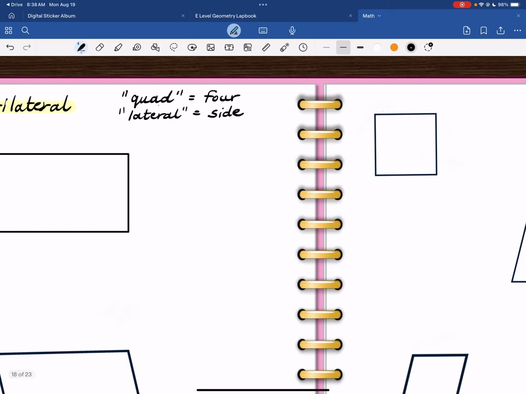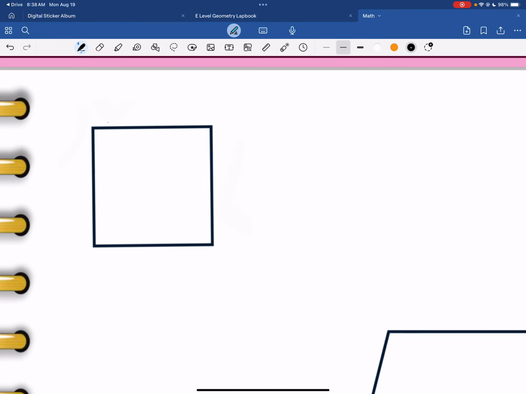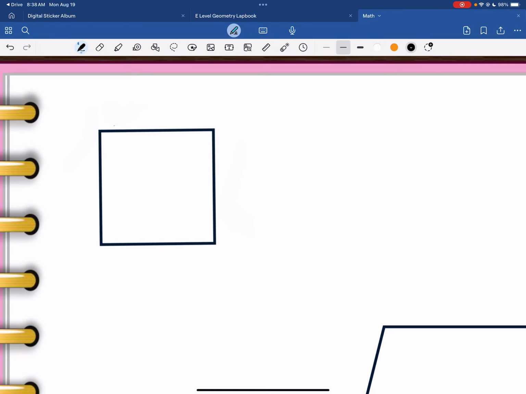And I want to start with this one. We all know this one. This is a square. All of the sides are exactly the same. This is called a side. You have four right angles. Those lines are perpendicular, meaning they come together at right angles.